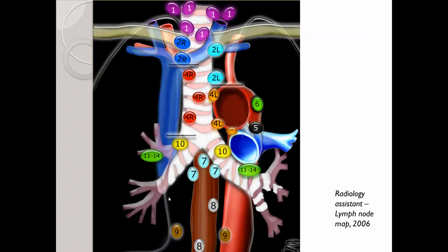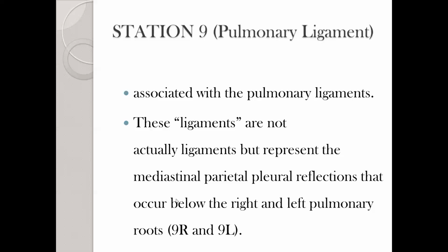Here in this diagram, we see this gray line showing the parietal pleura, and as it is located in the mediastinal region, this group of lymph nodes which are found here along with it is called the pulmonary ligament associated lymph nodes, or the station 9 lymph nodes.